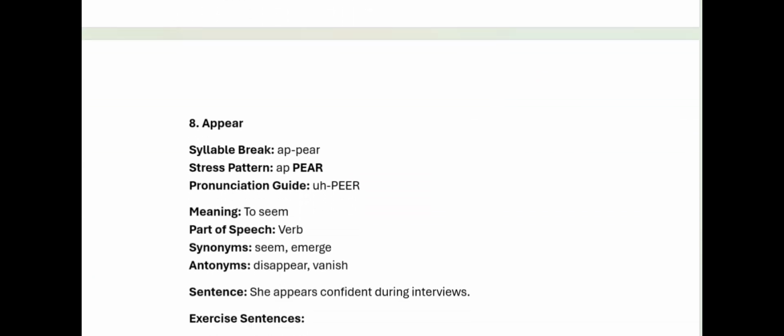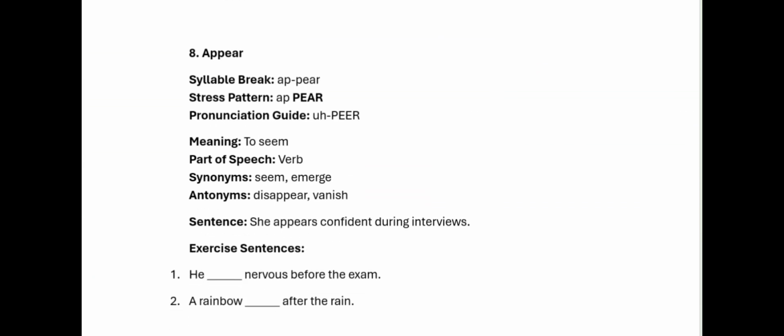Word 8 is appear. How many words do we have? 26. Word 8 is appear. Syllable break, appear. Up has AP and peer has PEAR. That's the reason we have double P's in the word. Syllable stress is on the second syllable, peer.